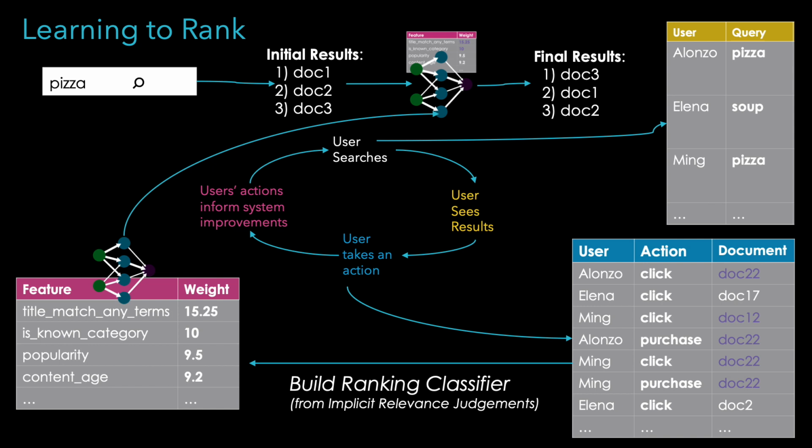When someone searches for pizza, the same searches and click signals get logged, but ultimately, instead of generating a list of specific items to boost, the learning to rank model, which you'll see in the bottom left, is learning which features of the documents or of the queries mattered. In this case, whether there was a title match got a very high weight. Whether the query was in a known category got a high weight. The popularity of the document got a high weight, and the content age got a high weight. And then that model gets deployed to the search engine.